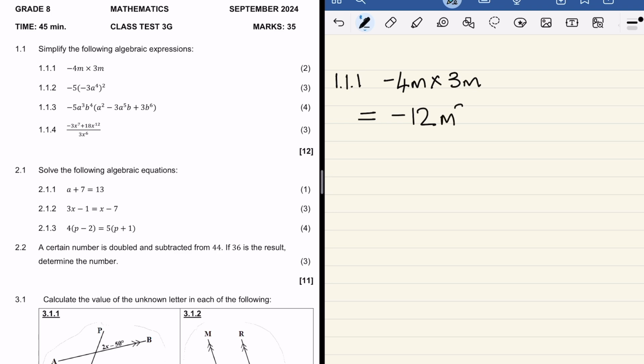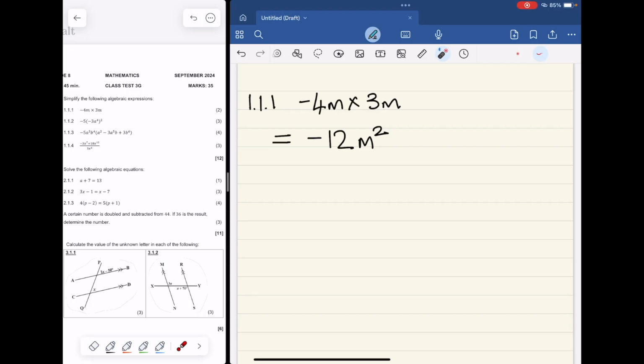What you want to pay attention to here is the negative sign. The negative sign comes from the fact that we took a negative number here and multiplied it by the positive 3. So negative 4 times 3 gives you negative 12. So the negative times the positive equals negative. That's what we did there.